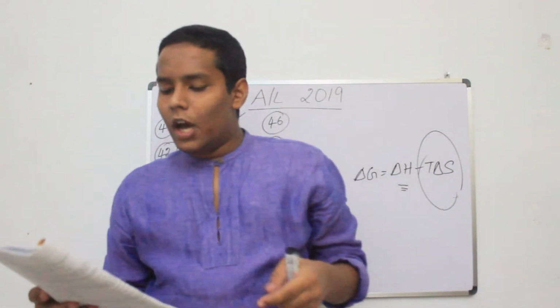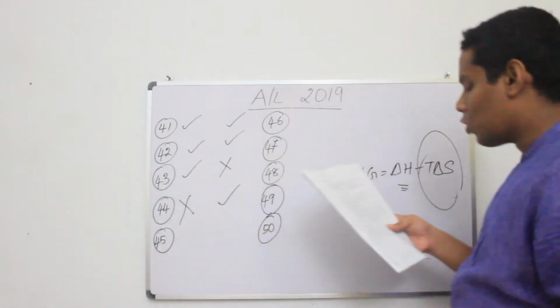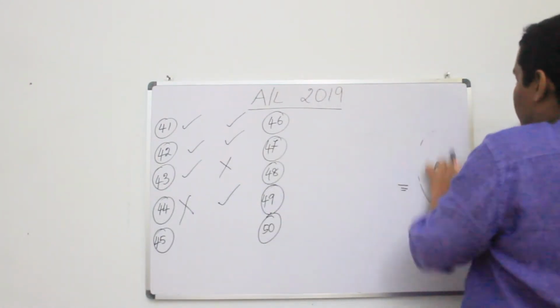45. Solubility of 1-butanol in water is less than the solubility of methanol in water. What is 1-butanol?